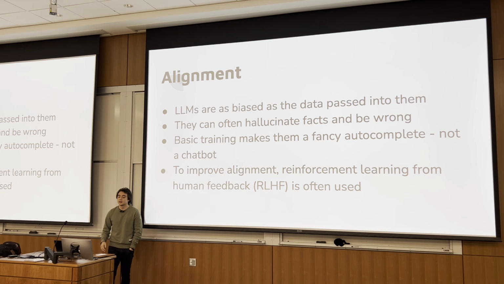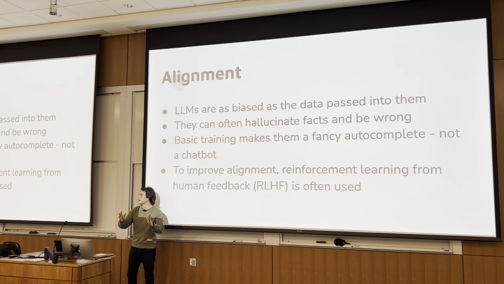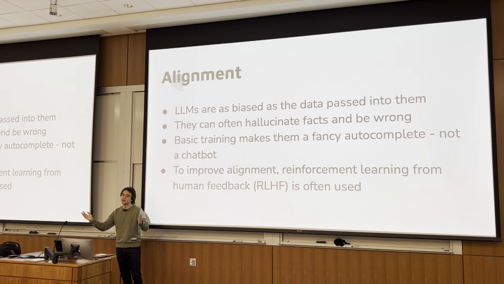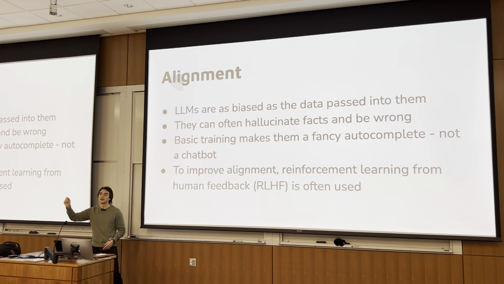And then alignment. These models are as biased as the data passed into them. If you give it really biased data, you're going to have a really biased model. They can hallucinate facts, and they're often wrong. They're generating the next token probability. That's not how we do math or anything. We don't look at multiplication as number after number and think, okay, what's the next number to come after it? No, we go through an algorithm and we think about that more in depth.